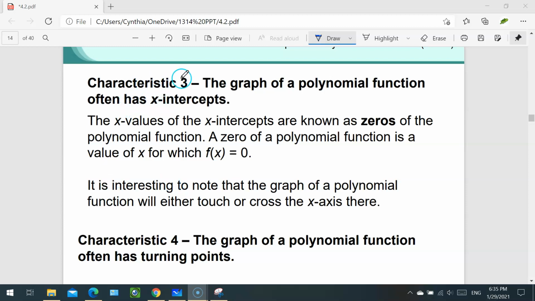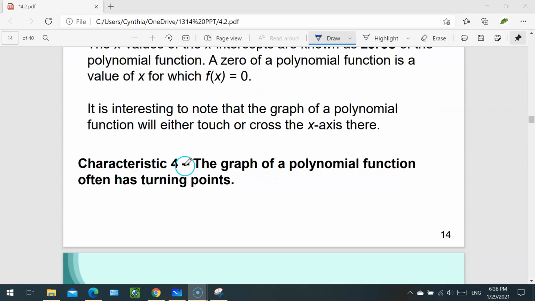The third characteristic of a polynomial function: the polynomial function has x-intercepts, and it could be 2, it could be 3, it could be more. But it has the x-intercepts. Characteristic 4: the graph of the polynomial function often has turning points.